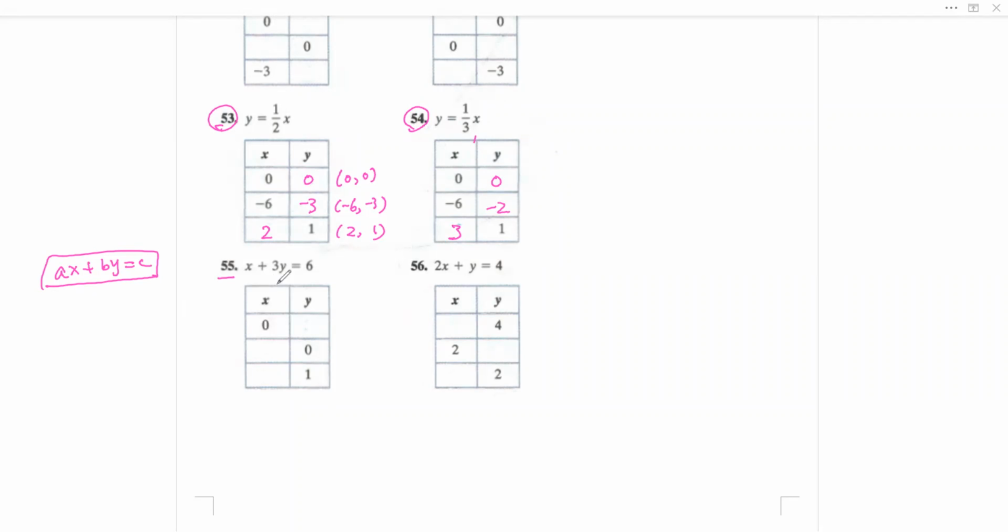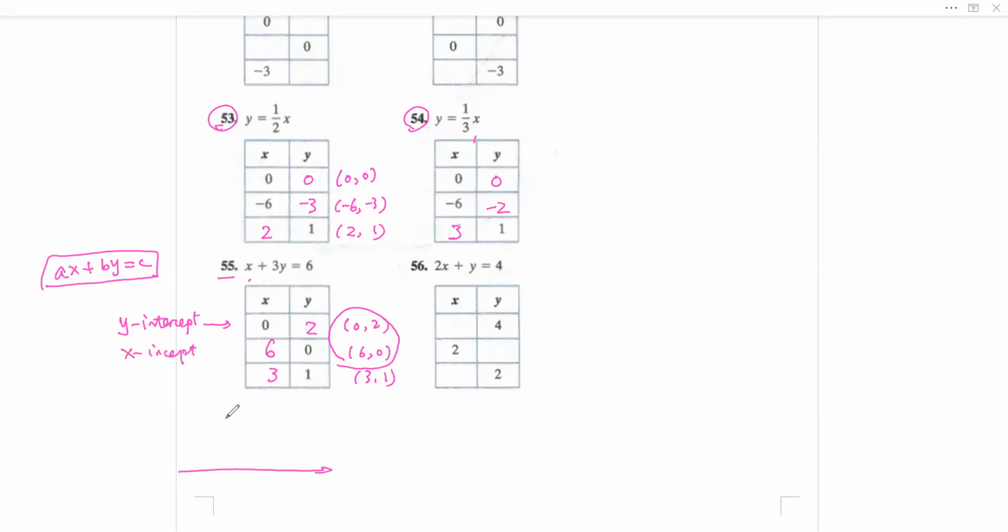So x is 0, 3y equals 6, so y is 2, right? When y is 0, you replace here with 0, so x is 6. When y is 1, here is 3, so x is 3, right? 3 plus 3 equals 6. So you actually got 3 points here. Actually, you only need 2 of them. This one is the y-intercept. This is the x-intercept, right?